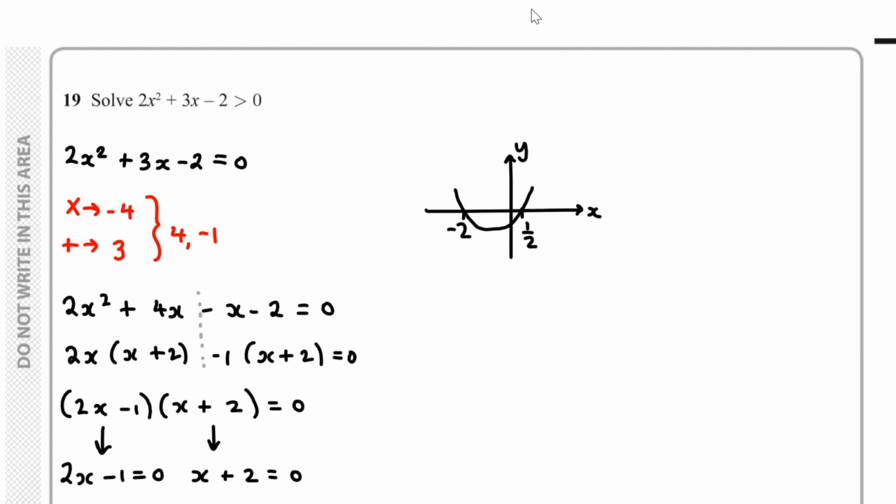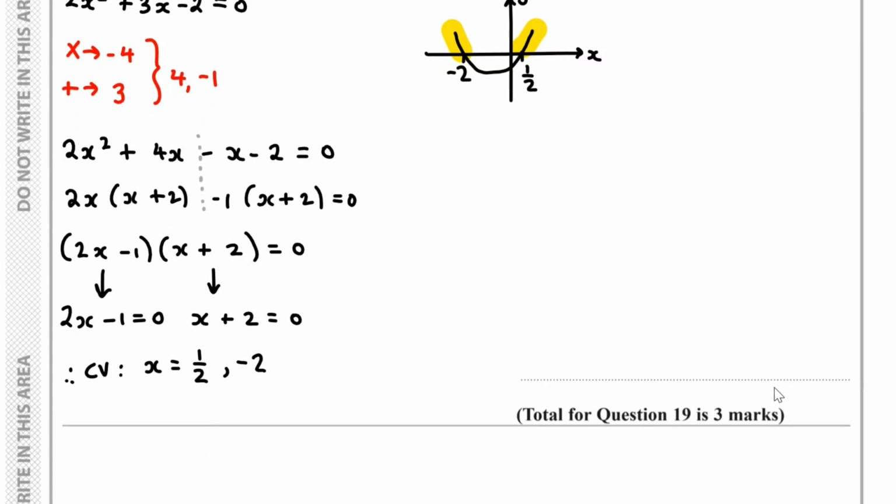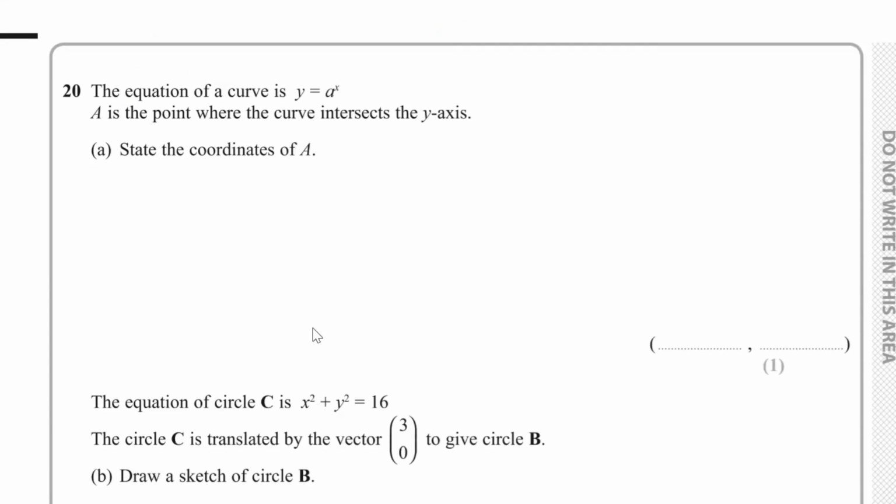And we want where the graph is greater than 0. And it's greater than 0 here and also here. So we've got two solutions. We've got the solution x being less than minus 2 and x being greater than 1/2.